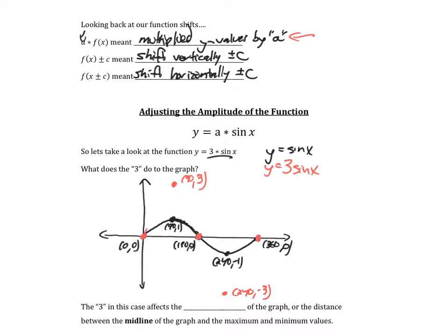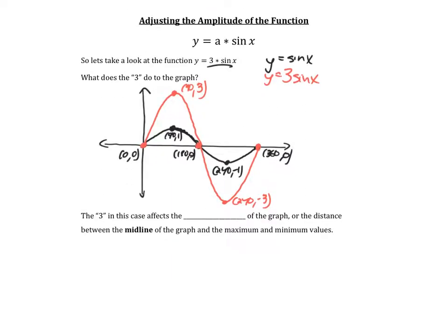So when we think about this, what did that 3 do to my graph? It really kind of stretched it out vertically, which really shouldn't be a surprise. We've seen that a whole bunch of times this year. So 3 sine of x looked like it stretched that graph vertically. It multiplied all my y values by 3. So in this case, the 3 affects what we call the amplitude.